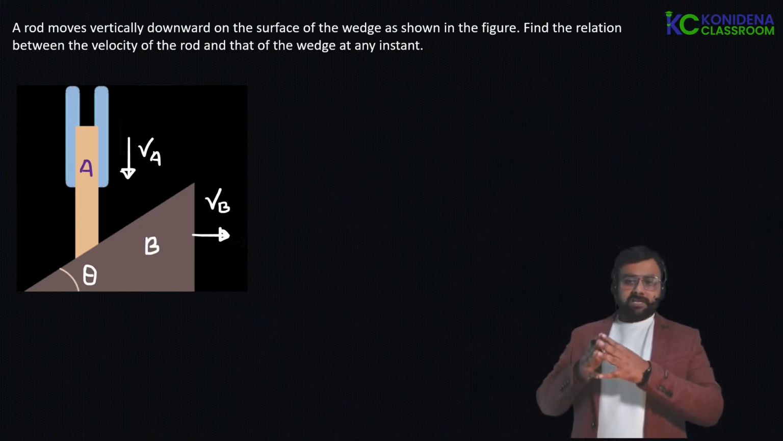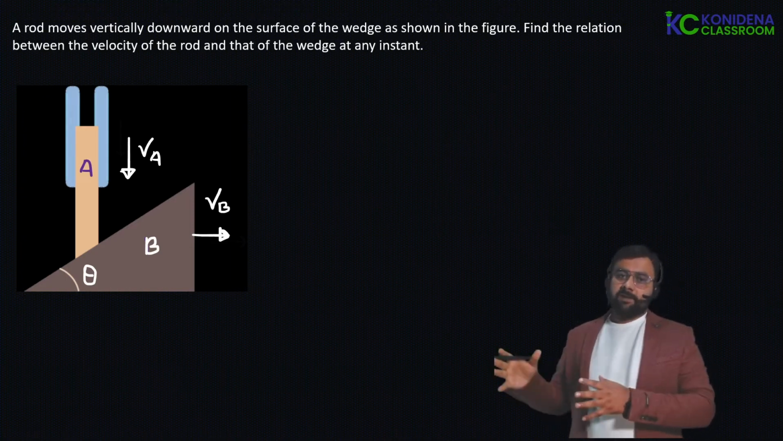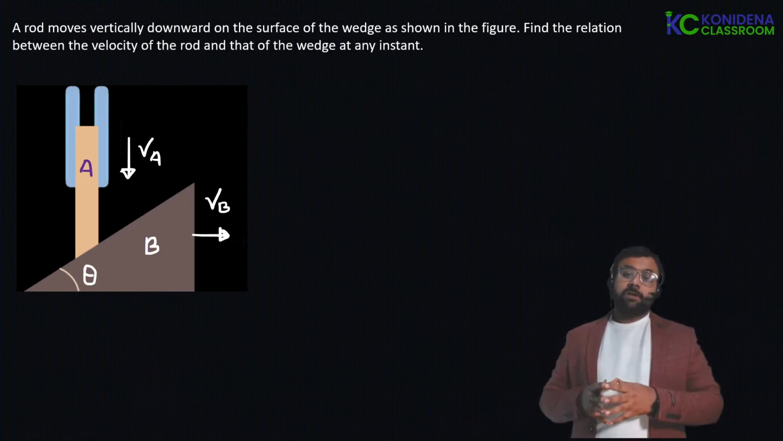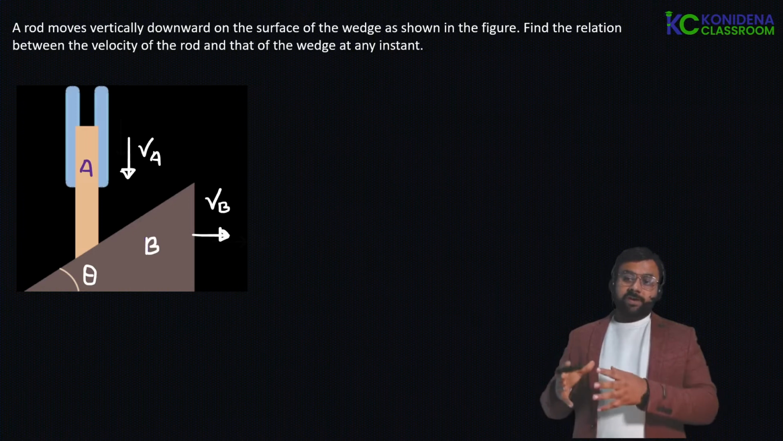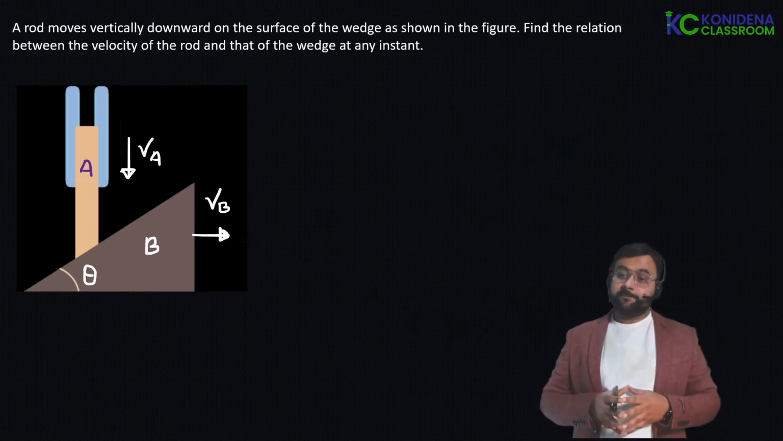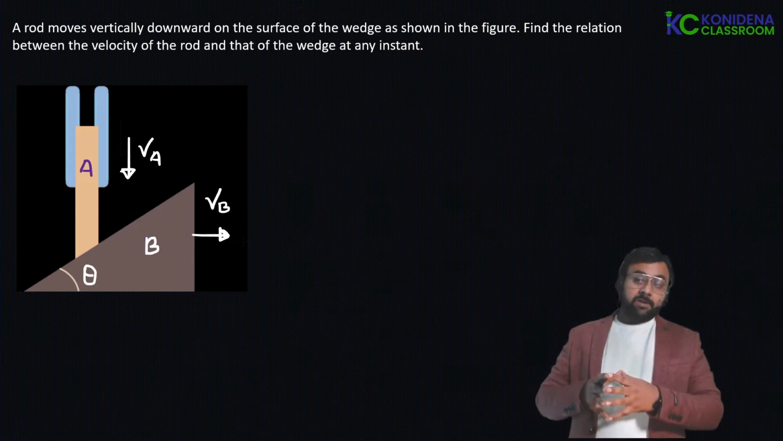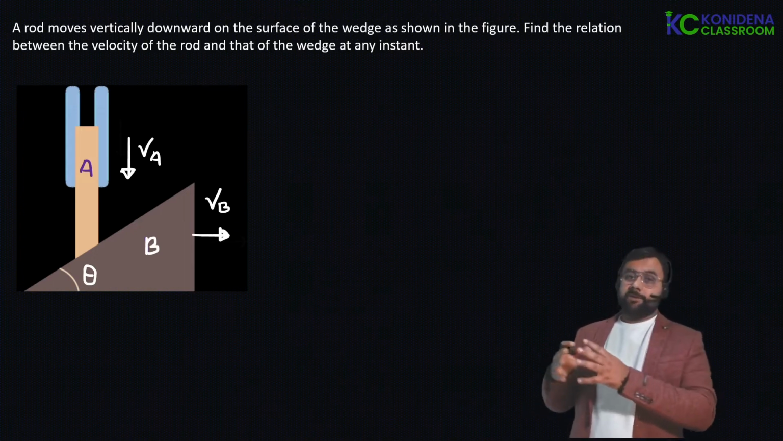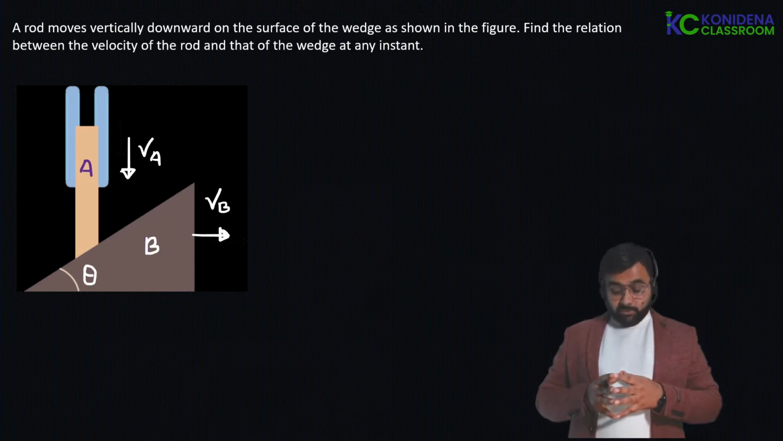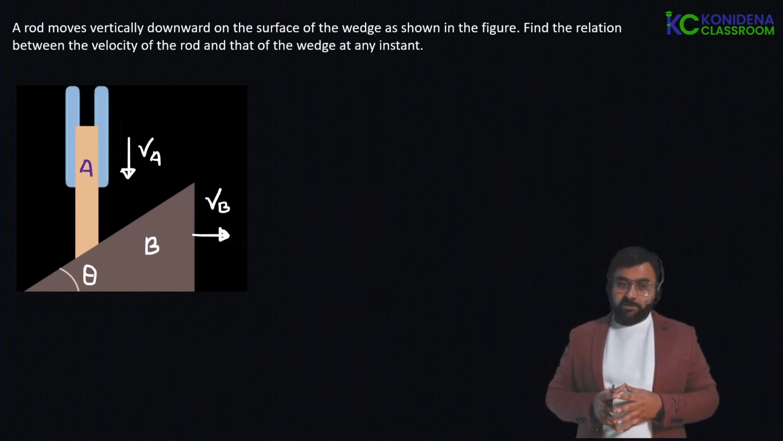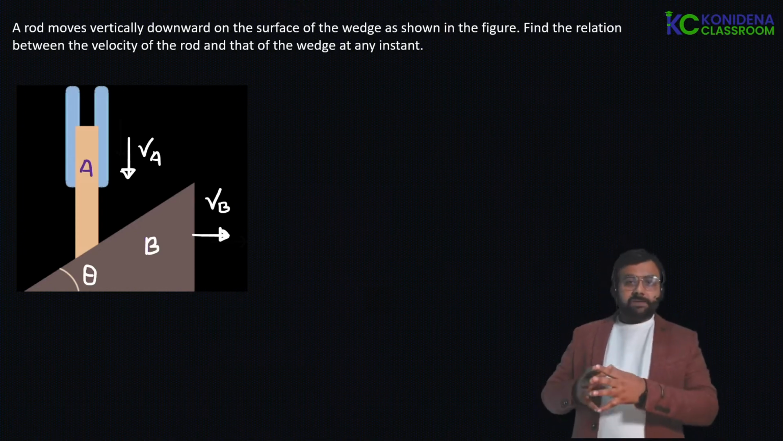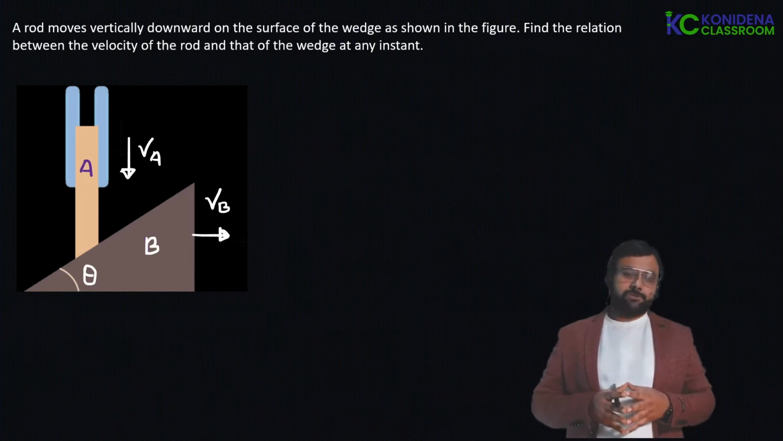But when the rod is coming down, the wedge is going back. So the motion of the wedge is related to the motion of the rod. That means when the rod is coming down, the wedge has to move backward. Okay, so this is the question we have. Now let us talk about the concept that we are going to use to solve this kind of question.